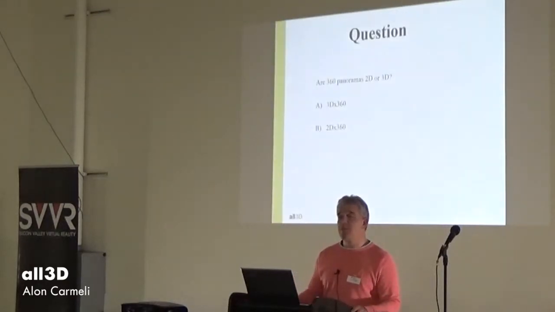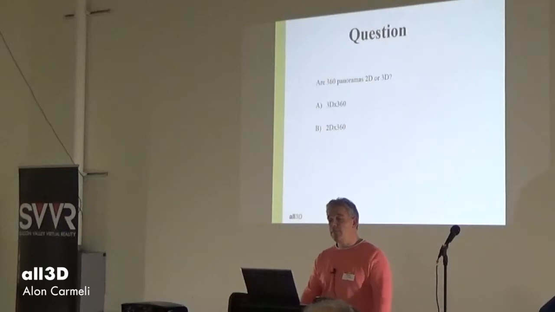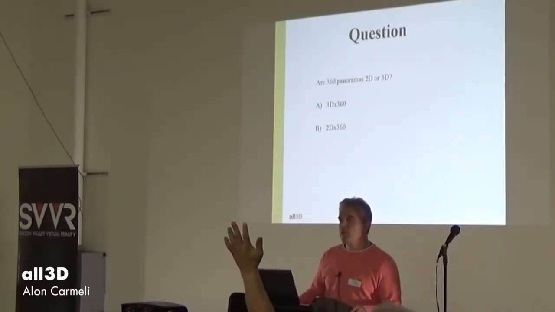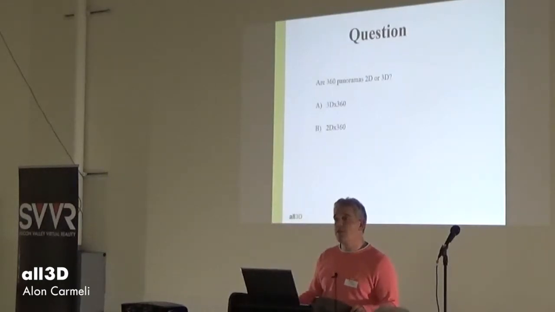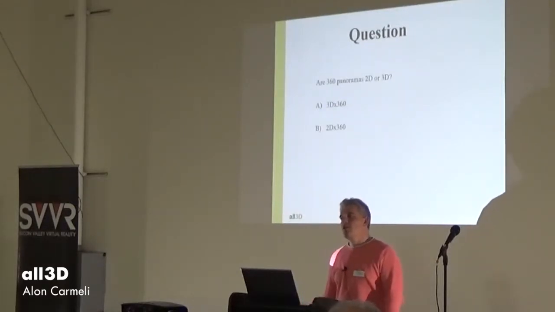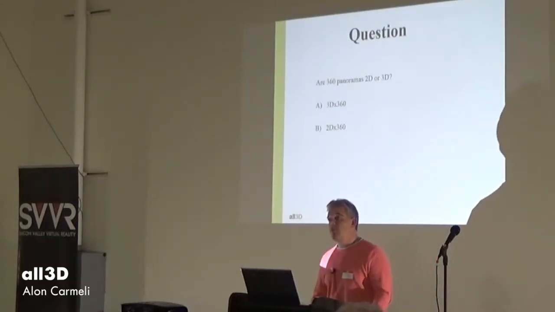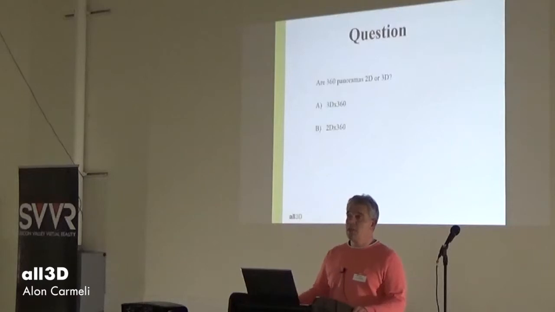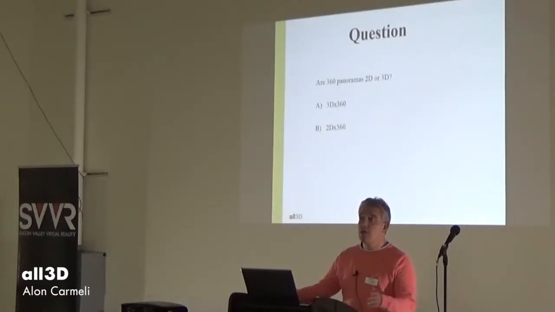So let me start my presentation by asking the question: how many of you think that a 360-degree panorama is a 2D panorama or 3D panorama? If you think that it's a 2D panorama, raise your hand. If you think that it's a 3D panorama, raise your hand. So a 360 panorama can be 2D and 3D. And unfortunately, all the panoramas today are 2D. The reason is that everybody is using more or less the same technologies. They are using a 2D stitch.